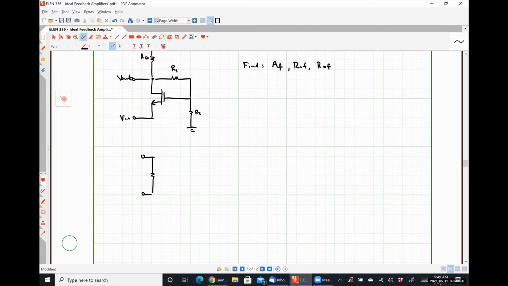So as we saw a minute ago, our feedback network is this guy right here. Here's port 1, this guy is R2. Here is port 2. R11 we find by looking into 1 with 2 shorted. So what will that value be? If we short circuit port 2 and look into port 1, what do we see? Those two in parallel, right? So R1 in parallel with R2.